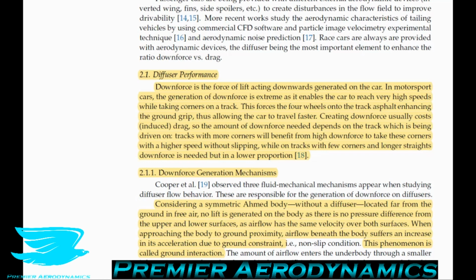So first of all, they say creating downforce usually costs drag, in this case, induced drag. So why is that? First of all, you're manipulating the flow. And anytime you do that, there's going to be some sort of inefficiency, and that crops up in drag. In this particular case, it's induced drag. And what is it? What is induced drag?